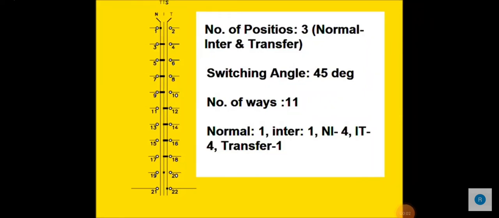Transfer. The switching angle between normal and inter is 45 degrees, and again between inter and transfer is 45 degrees. There are a number of ways, 11 contacts in total. In normal position there is one contact, and in inter position there is one contact. In normal-inter position there are four contacts, in inter-transfer position there are four contacts, and in transfer position there is one contact, as shown in this figure. The contact distribution for the NIT switch has been shown in this figure.